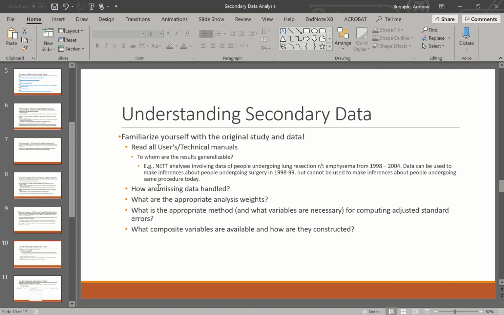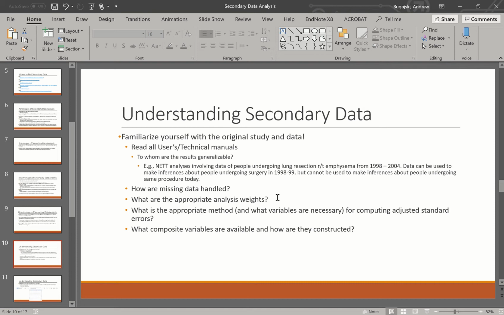It's extremely important to know how missing data are handled, because you will find way more missing data than you're probably anticipating, which you will see later. What are the appropriate analysis weights? So sometimes you need to know how it's coded. Is something weighted heavily? Are there conversions? Are there scoring mechanisms? All important.